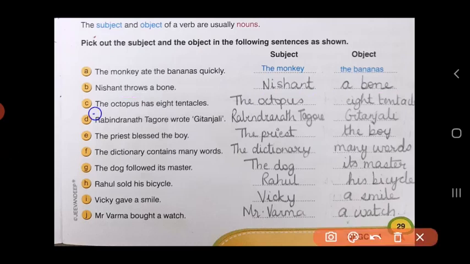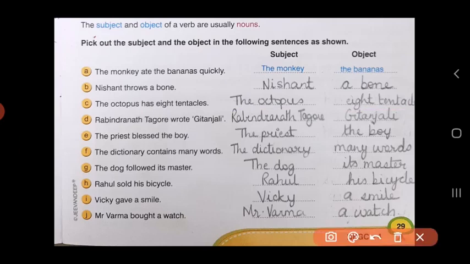See, the octopus has 8 tentacles. The verb is has. What has? The octopus. So the octopus is your subject. Has what? 8 tentacles. 8 tentacles will be your object.